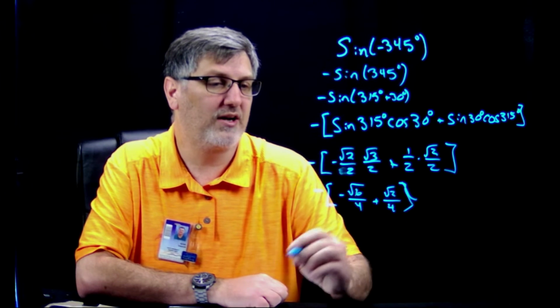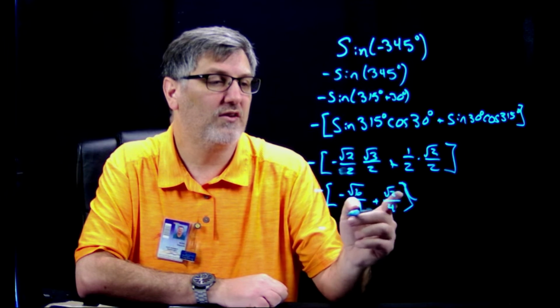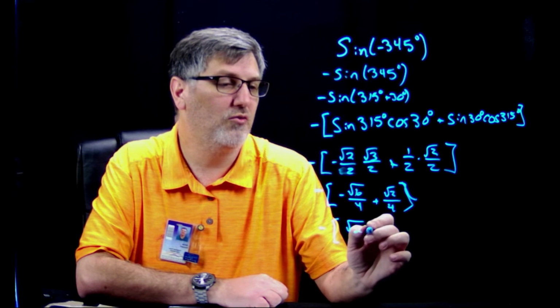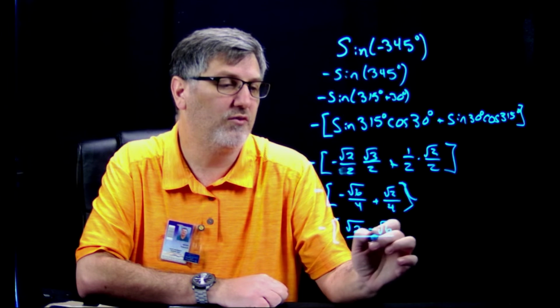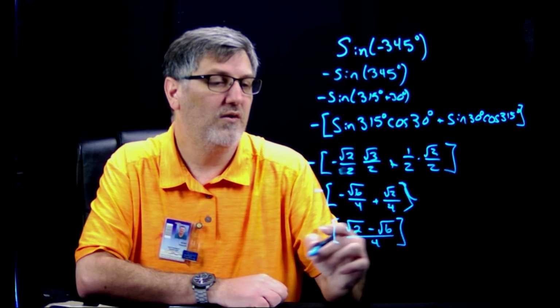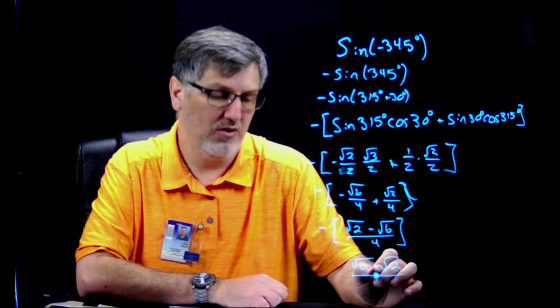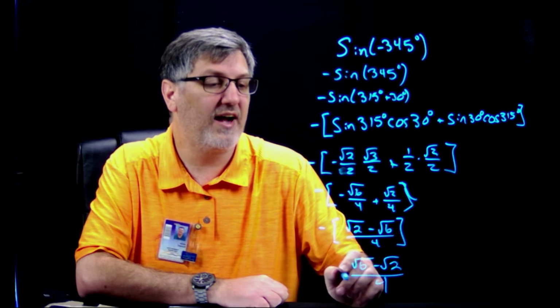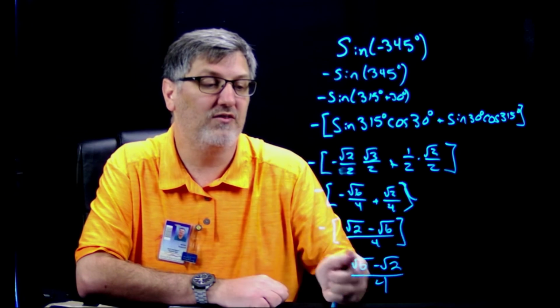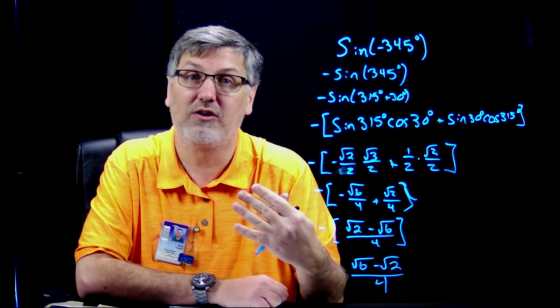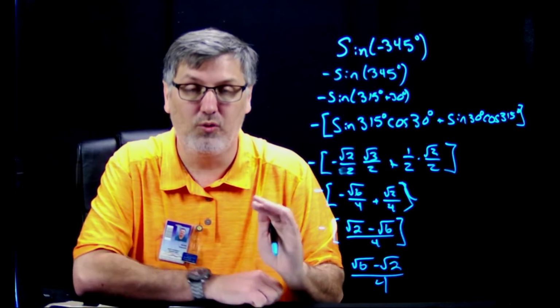It's a horrible bracket. So I have a negative. Let's clean this up. I'm going to get the square root of 2 minus the square root of 6 over 4. Multiply by my negative, and I should have the square root of 6 minus the square root of 2 over 4. Voila. This is the exact answer of sine of negative 345 degrees. That's what I would be looking for. If you give me a decimal, I will not give you credit.